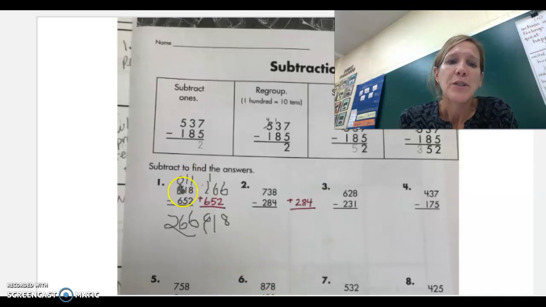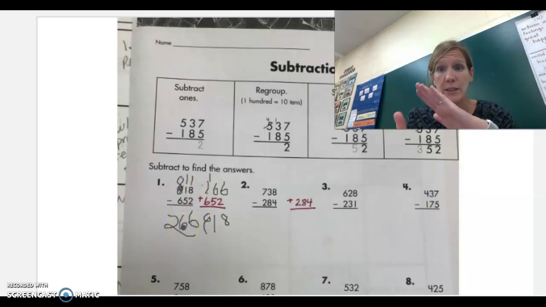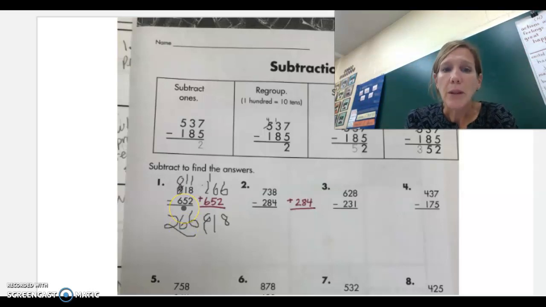Do you see how we subtracted 918 minus 652 and we found the difference was 266? To check it, we're going to use addition because addition and subtraction are inverses. We're going to take 266 plus 652 and see if we get 918, which we did. So we know that we were right. If this number isn't the same as that number, then we know we did something wrong. Okay, let's try one more together.